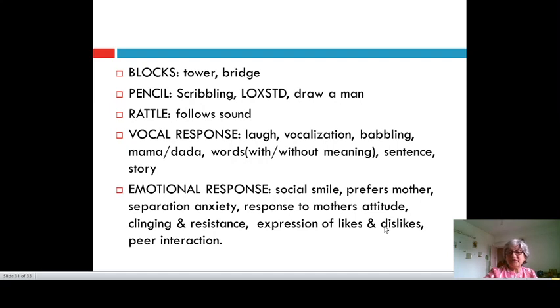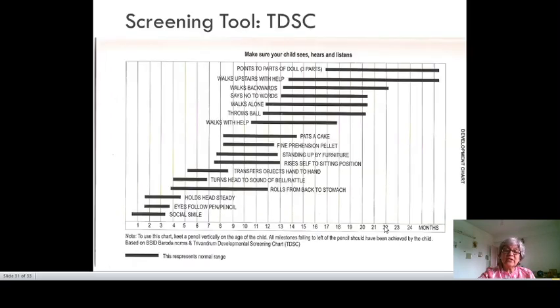Then coming to the emotional response, starting from the social smile, I will gradually see if the baby prefers mother, if there is separation anxiety, response to the mother's attitudes when the mother is happy or sad or angry, how is the baby responding, the clinging and resistance normal in a small baby, expressions of likes and dislikes, peer interaction, all these we will look into. So get an idea now as to how you'll approach the child.